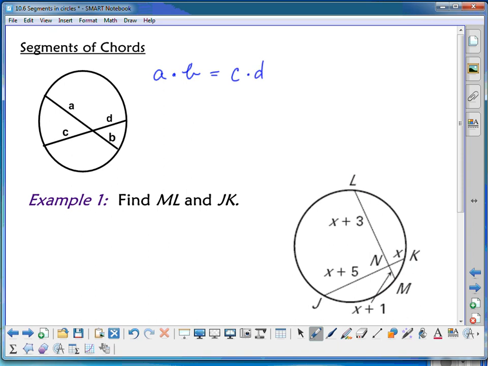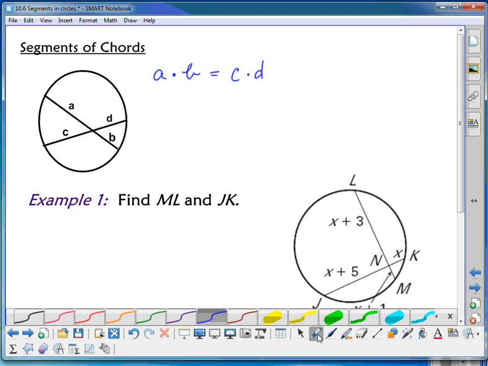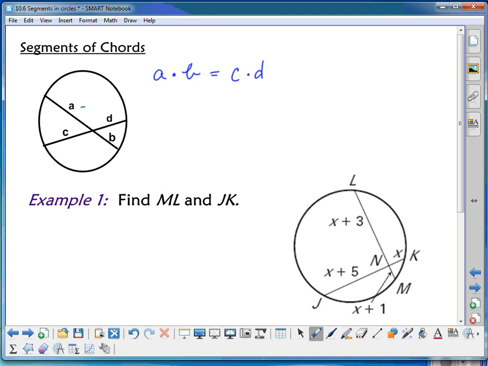So for instance, if I told you that A was equal to 8, and C was equal to 6, and D was equal to 4, then I know that 8B has to equal 6 times 4, or 24. And so I'd be able to figure out that B was equal to 3.